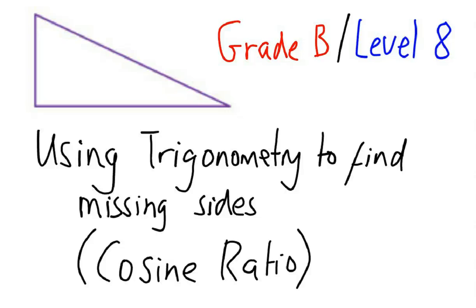Hello, it's Mr. Thompson here again, and I'm here today to talk you through some Grade B at GCSE or Level 8 at Key Stage 3 material. Today we will be talking through an example of using trigonometry to find missing sides, and that's going to be exclusively with the cosine ratio. Okay, so let's get started.